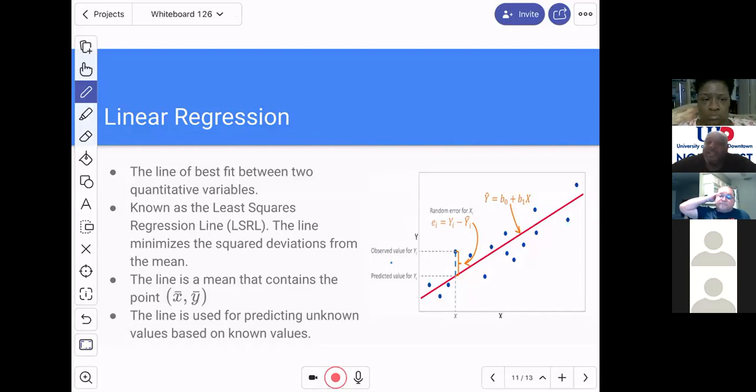So linear regression is basically the line of best fit between 2 quantitative variables. We call it the least squares regression line. Linear regression itself is the process of predicting.